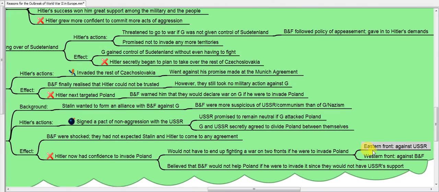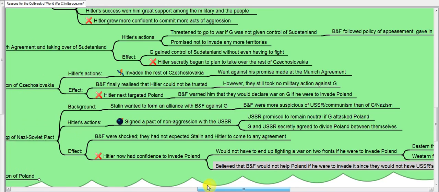Okay? Again, like what it says here, the Eastern Front would have been against the USSR, the Western Front would have been against Britain and France. But now that this pact of non-aggression was signed, the Eastern Front would no longer be a factor, and Hitler would be able to concentrate on fighting against Britain and France. At the same time, he was more confident because he believed that Britain and France would not help Poland if he were to invade it. Why? Because they would not have USSR support. Since USSR had signed a pact of non-aggression with Germany. Okay? So this is bad because Hitler now was willing to go even further in his expansion to attack Poland.